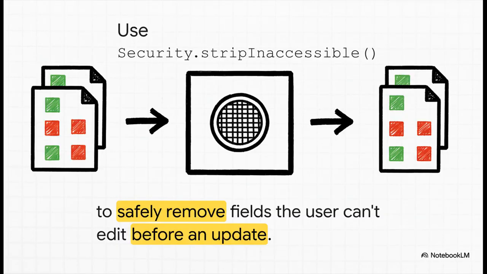Now, for writing data, the approach is a bit different but just as powerful. Before you update your records, you pass your list of accounts to this Security.stripInaccessible method. But instead of throwing an error, it does something really smart. It just quietly removes any fields the user isn't allowed to edit and then hands you back a sanitized list of records that's totally safe to update.